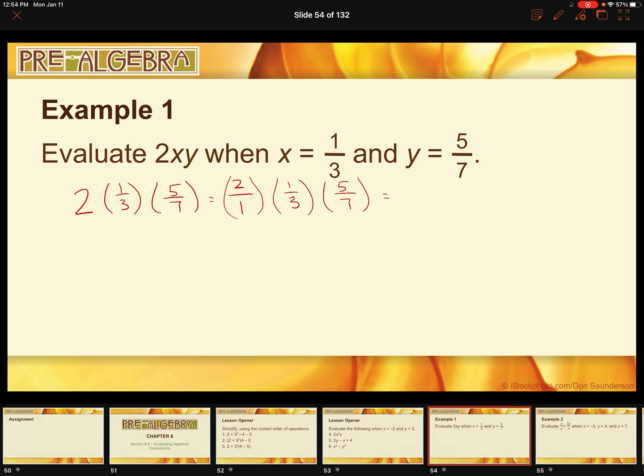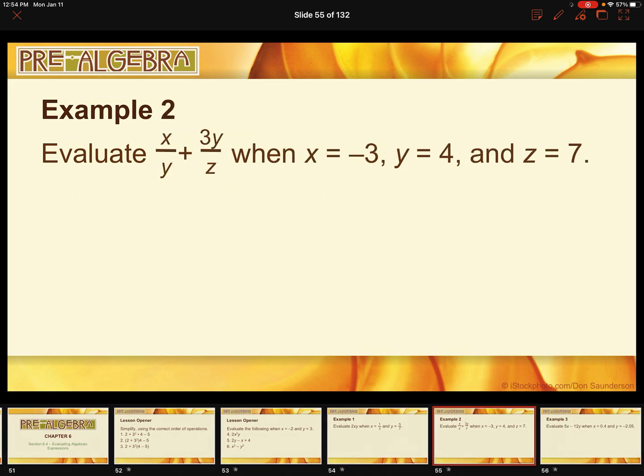First, check to see if I can cross cancel, and I can't. Multiply the numerators. 2 times 1 times 5 is 10. And 1 times 3 times 7 is 21. It's in simplest form, so I'm done.